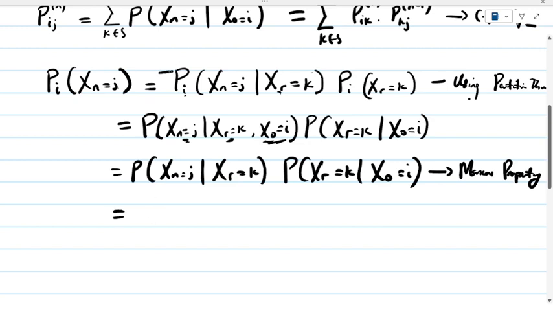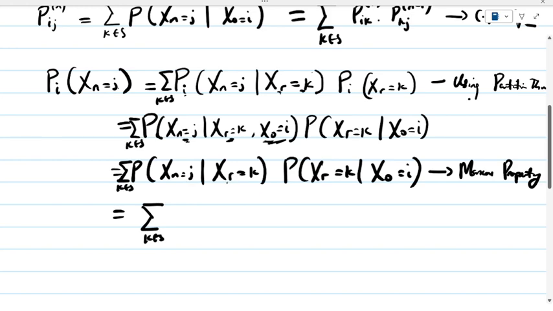Oh, sorry, I have excluded my summation. Pardon me for that. It is the summation over k in the state space. Since I've introduced k here, I'm supposed to include this summation sign. Sorry for that.